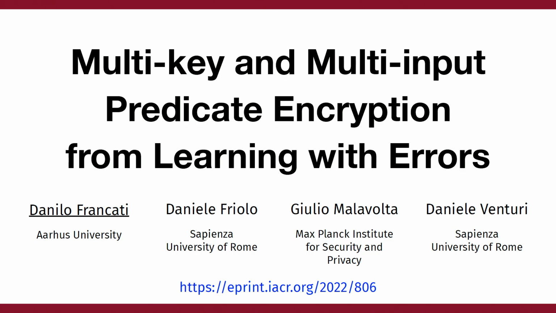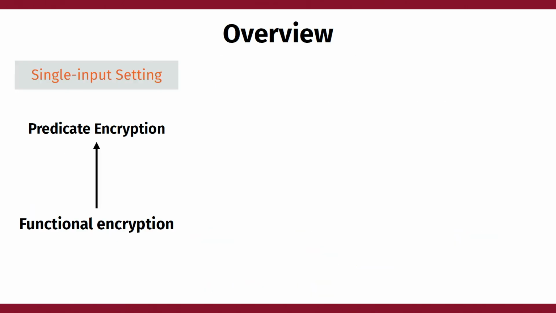So I'm going to talk about predicate encryption in the multi-key and multi-input setting. But let's have a first overview. We all know functional encryption and predicate encryption. In functional encryption, a sender can encrypt a message, and later you can decrypt a function of the message. And in predicate encryption, you can encrypt a message together with an input for the predicate, and you can later decrypt the message if the predicate is satisfied.